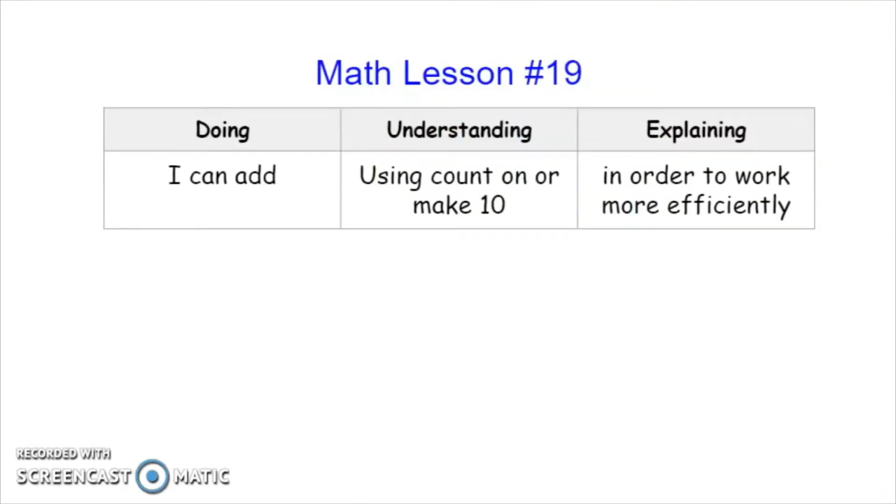Remember, our objective is broken up into three parts so we know exactly how we're going to do something, what we need to understand about it, and lastly, why we're doing it or why it's important. So you may read with me or in your head as I read out loud to you. I can add using count on or make 10 in order to work more efficiently. Remember, efficiently just means quicker, better. Let's go ahead and move into our teacher model.